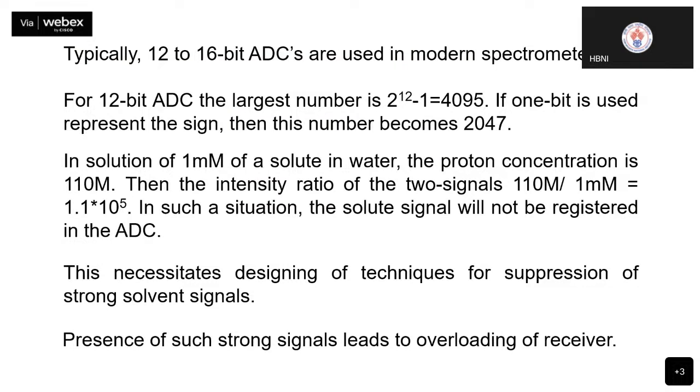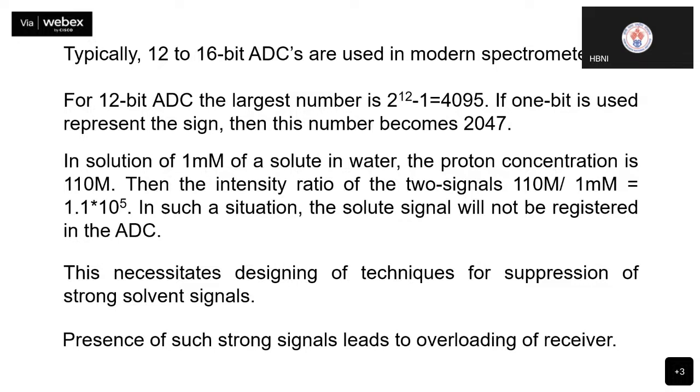If you have this large ratio, no matter how much you scale it down, you may scale down the whole thing by a certain factor, but still you cannot recover the small one because the ratio is much more than 2047. So long as the ratio is less than 2047, you can recover it by scaling down and filling up the ADC and things like that.